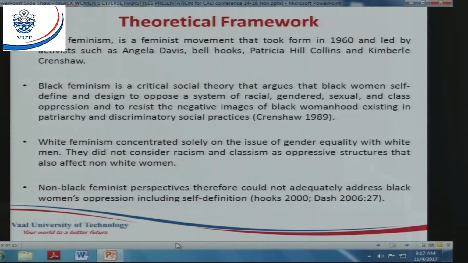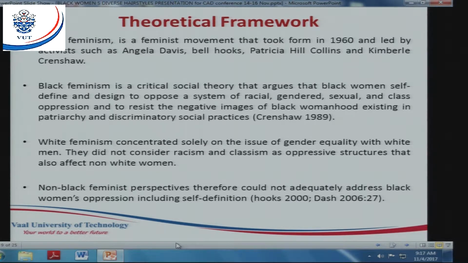The theoretical framework chosen for this study is Black feminism. Black feminism is a feminist movement that took form in 1960 and was led by activists and scholars such as Angela Davis, bell hooks, Patricia Hill Collins, and Kimberlé Crenshaw. Black feminism is a critical social theory that argues that black women self-define, and it is designed to oppose systems of racial, gendered, sexual, and class oppression. They resist the negative images of black womanhood existing in patriarchy and discriminatory social practices.